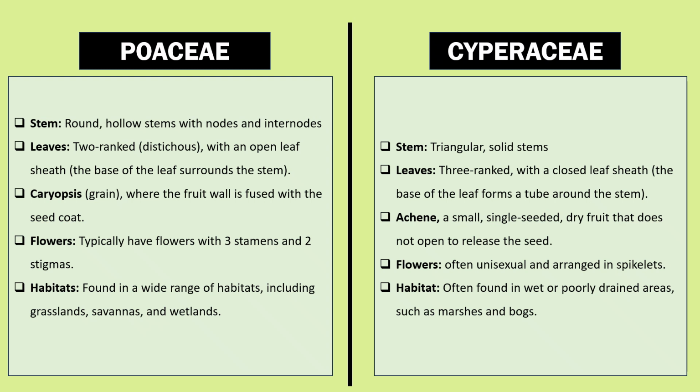Let's see some of the differences between the Poaceae and Cyperaceae. First of all, the stem of Poaceae is round and hollow, with nodes and internodes. And in Cyperaceae, the stems are triangular and solid.